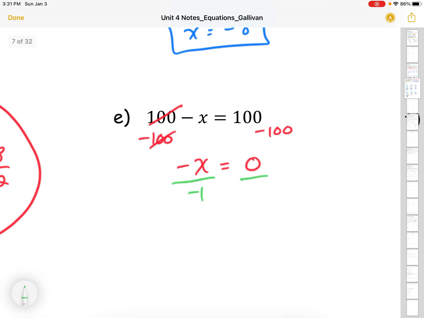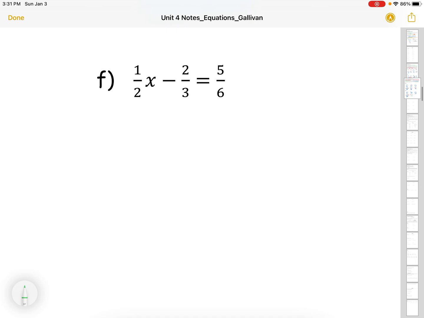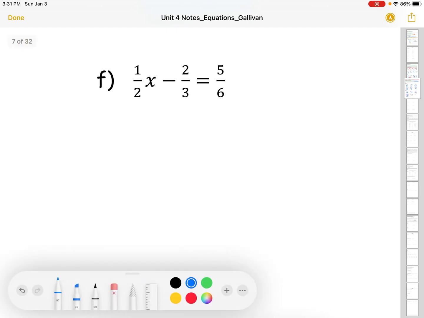Now, I want to get rid of that negative sign. So x will equal, well, 0 divided by anything is still 0. So x equals 0. Okay. And last one. Ooh, it's all fractions. Well, that happens.